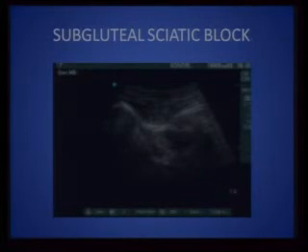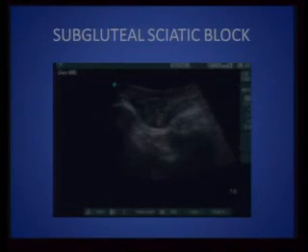So in conclusion, I'll just leave you with this video of a block. This is the sciatic subgluteal nerve there. This is the greater trochanter. That is the ischial tuberosity. The needle is coming out of plane, and the needle is almost on top of the nerve over there. And as I begin the injection, you will see the local anesthetic spreading here and the nerve being displaced downwards.